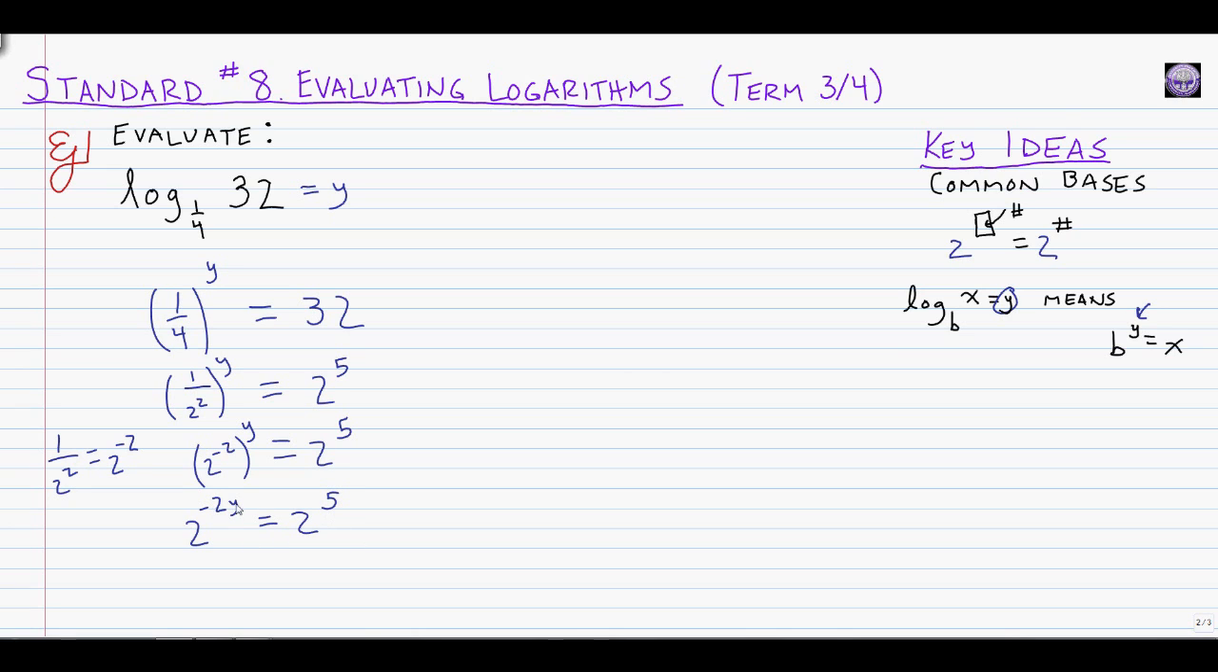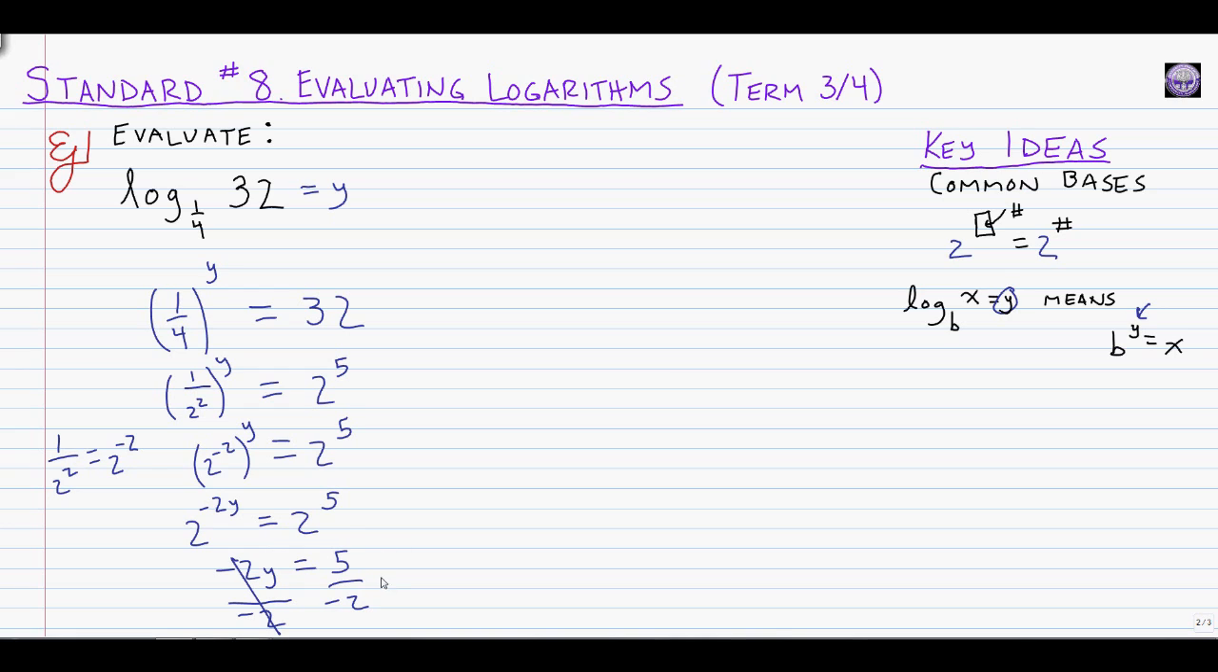Well, once we're here, we're at our spot. We've got our common bases. That means the powers have to be equal to each other, because otherwise you couldn't have 2 to some other power equals 2 to the 5th. So in fact, our exponents, negative 2y and 5, must be equal. And from there, solving the equation is pretty much trivial. It just goes really fast.